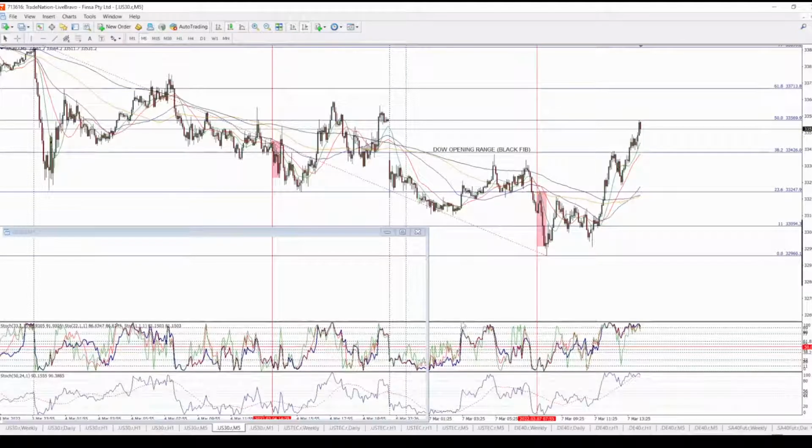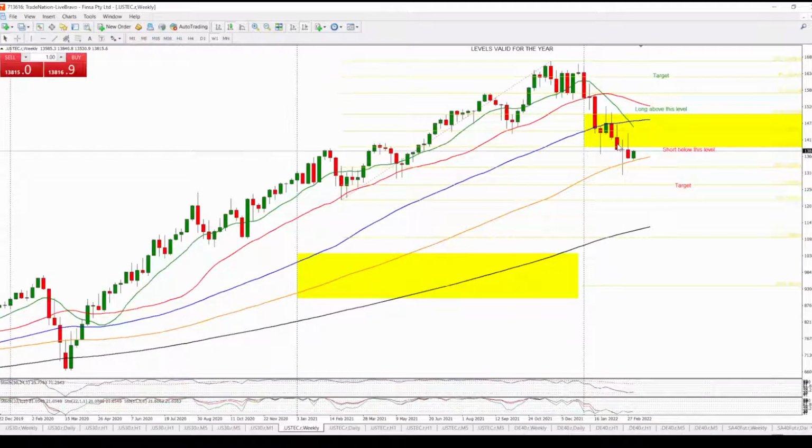Let's move on to the US tech. Yearly high lows and the week candles, each candle being 5 days. Resistance is clear, it's the 38.2.